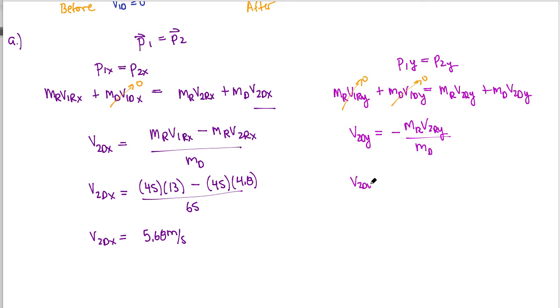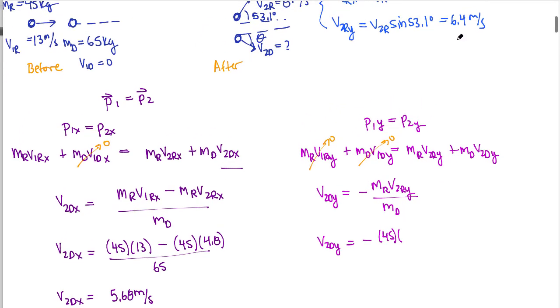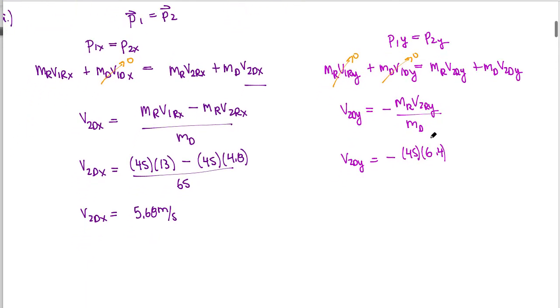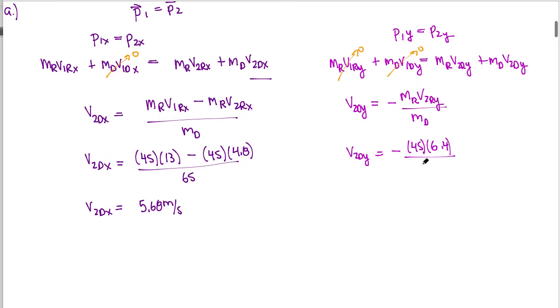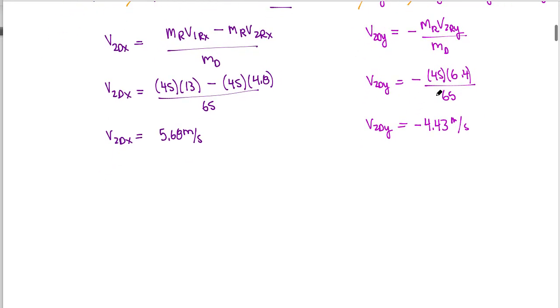So substituting here, I have negative 45 kilograms for the mass of Rebecca times the y velocity of Rebecca after the collision, which we found to be 6.4 meters per second, over the mass of Daniel, which is 65 kilograms. So V2 of Daniel in the y direction is going to be negative 4.43 meters per second. So here are my two components, and I will put these two together.